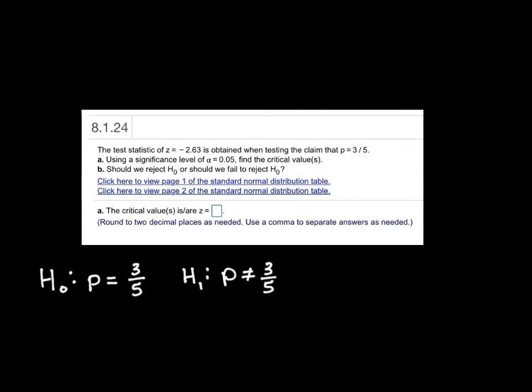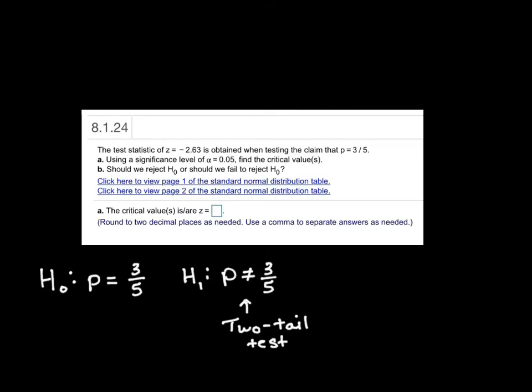And it's really the alternative hypothesis that I'm primarily interested in here, because this tells me that we're going to do a two-tail test. So if it's not equal to, it's a two-tail test. If it was a less than statement, it would be a left tail test. And if it was P is greater than 3/5, it would be a right tail test.